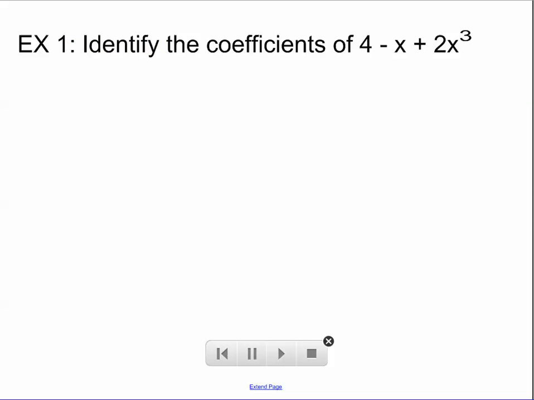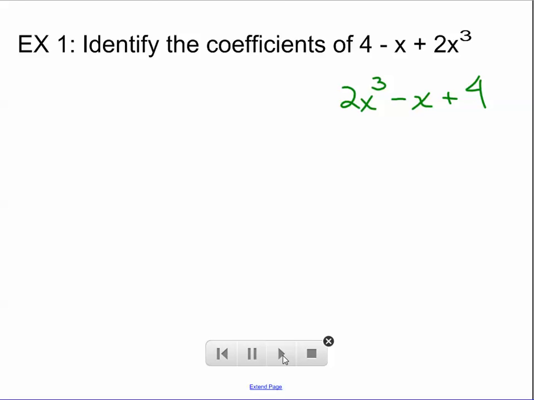Let's start now. We're going to start off by identifying the coefficients of this polynomial, 4 minus x plus 2x cubed. Let's start by putting it in standard form, which is decreasing order of the exponent. There, now we have 2x cubed minus x plus 4. That's standard form. Now we can identify the coefficients.